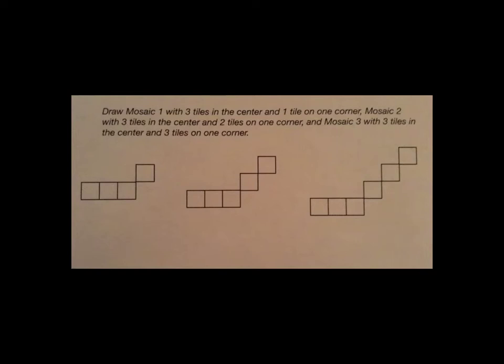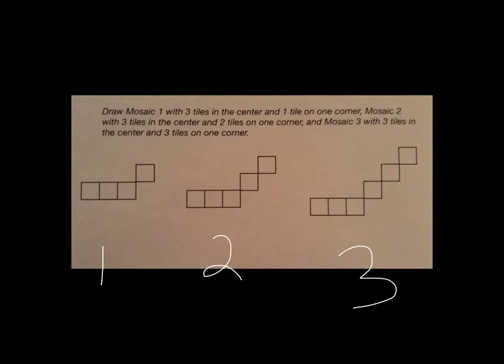Let's pretend that in art class you are learning how to make a mosaic. A mosaic is made by arranging small pieces of colored material like glass or tile to create a design. In this particular mosaic, mosaic 1 has 3 tiles and then 1 on the corner. Mosaic 2 has 3 tiles and then 2 tiles in the same corner. Mosaic 3, you have 3 tiles and then you have 3 tiles in that same corner.